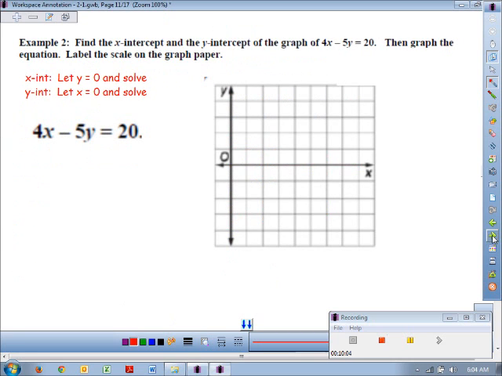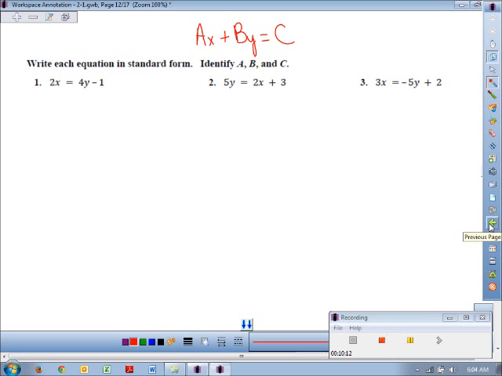Okay? And then we'll come back to this example 2 because it'll help us with the bottom problems down there. So we'll come back to this. But let's write each equation in standard form and then identify A, B, and C. So we got to put it in the right order first. 2x is good. We need that 4y to come over, so we'll subtract it over, and then it'll equal -1.